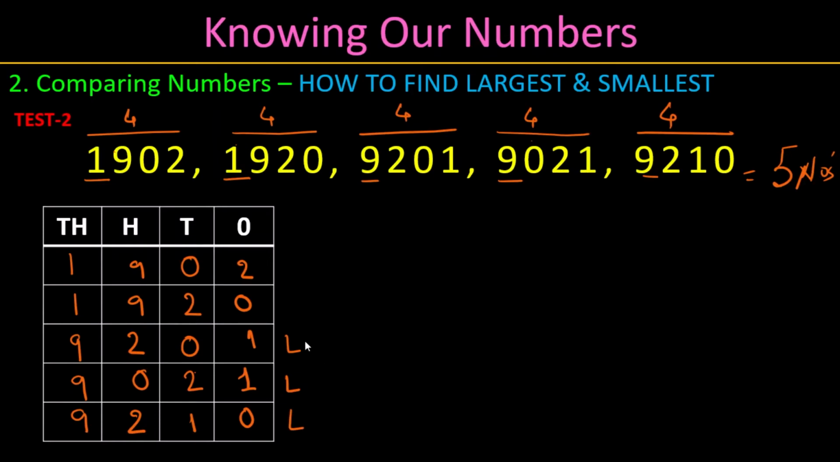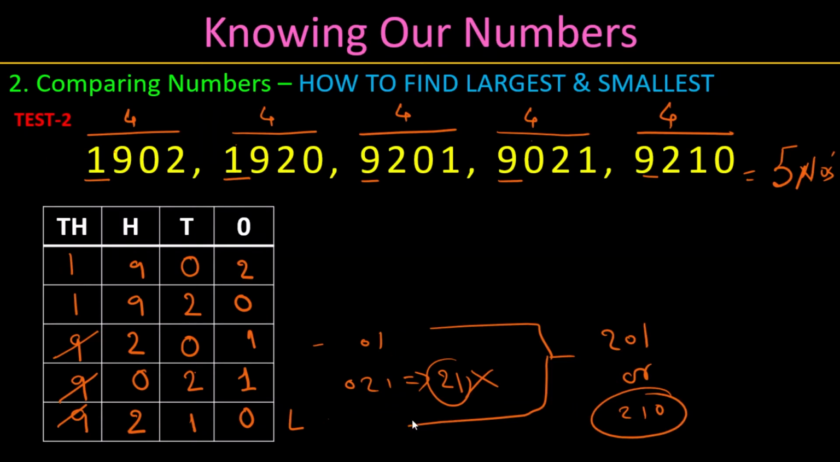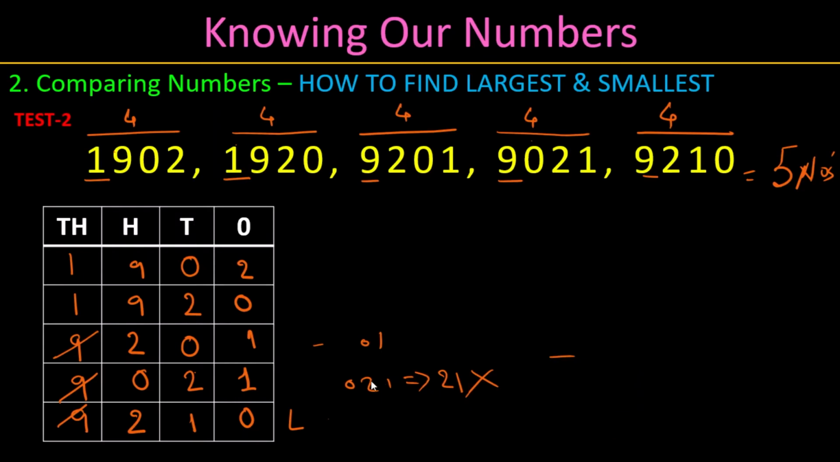Let's put here. So at this moment we need to ignore this one, ignore this one. Out of this we need to study only these two. 2, 0, 1, which equals just 21, and this is 210. So 21 versus 210, because this is very small, it is taken out. So only what is left here is 21 or 210. Which is highest? 210 is highest, right? So hence this is the largest. So we have to take out everything. Finally, only the 210 one is the highest. So this is the largest number.